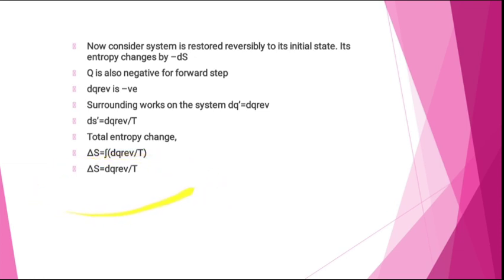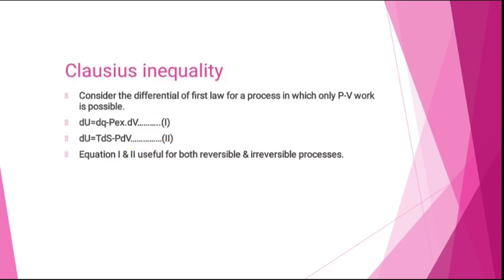Delta S represents the change in entropy of the system and surroundings, which is equal to dq reversible by T. Now the Clausius inequality. This is our next point of today's discussion. The Clausius inequality.